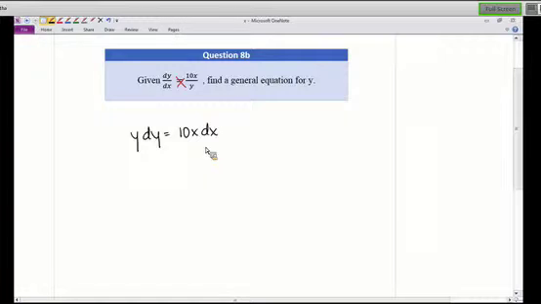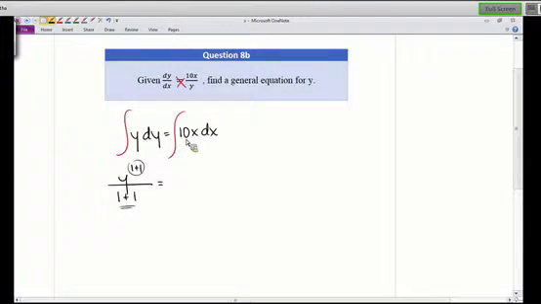So for this problem, we don't have to worry about moving anything because our variables are with dy and our variables are with dx. Our y is with dy, our x is with dx. So to solve for y, we want to integrate both sides. When we integrate y dy, it's the antiderivative. So instead of subtracting 1, we're actually going to be adding 1 to our exponent. And whatever you have in your exponent, that's going to become your denominator.